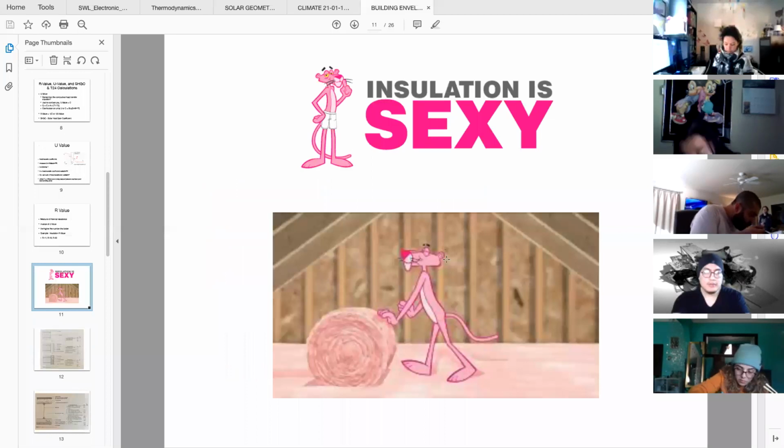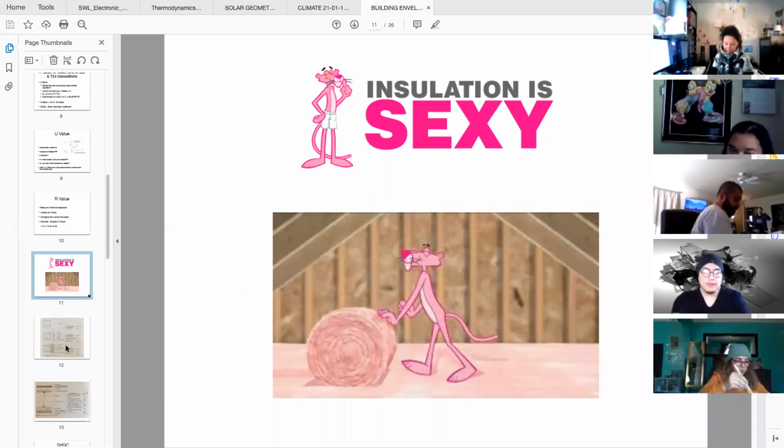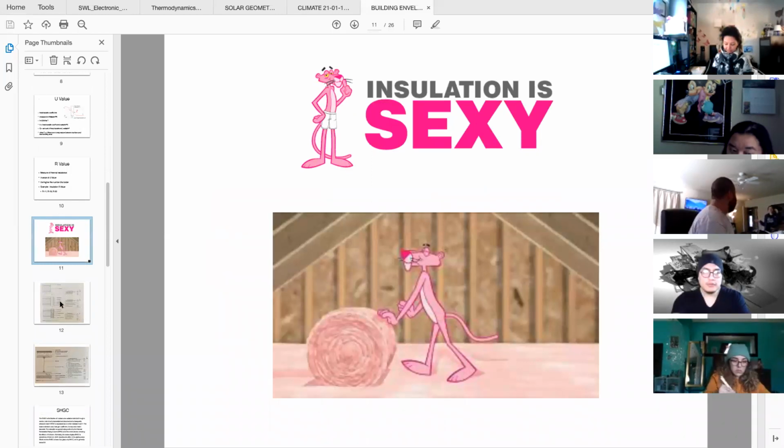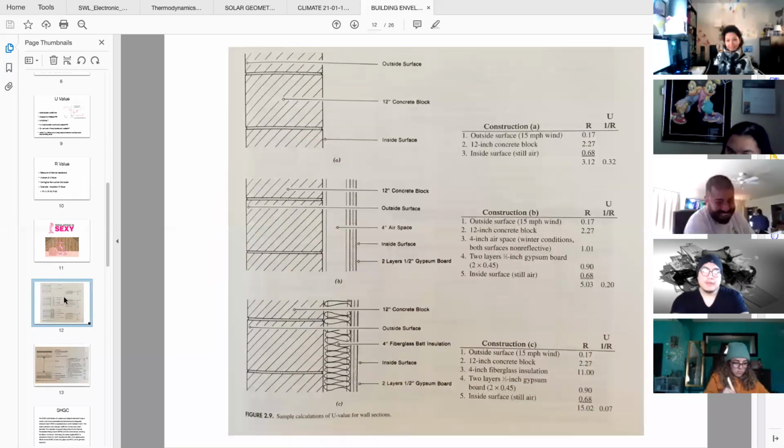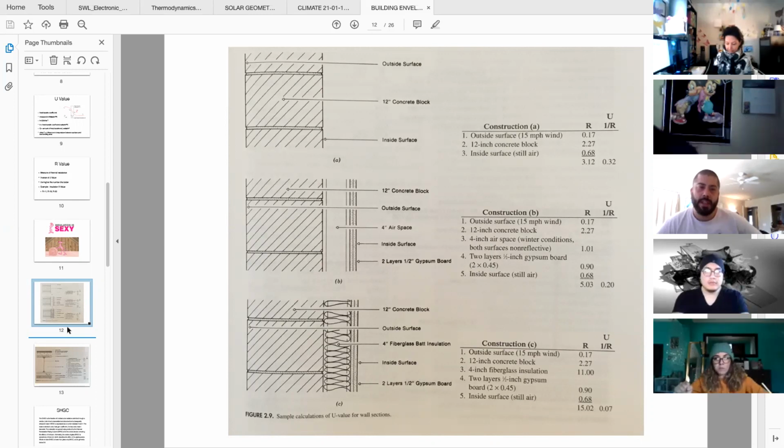So keep in mind that insulation is key, or insulation is sexy. Just keeping you guys on your toes here. You guys do know who the Pink Panther is, right? Well, he typically was the mascot for the pink insulation for a long time. I don't know, I don't watch TV. I don't watch commercials anymore because all we have is Netflix or Amazon Prime or something. So I'm a little out of date on commercials.